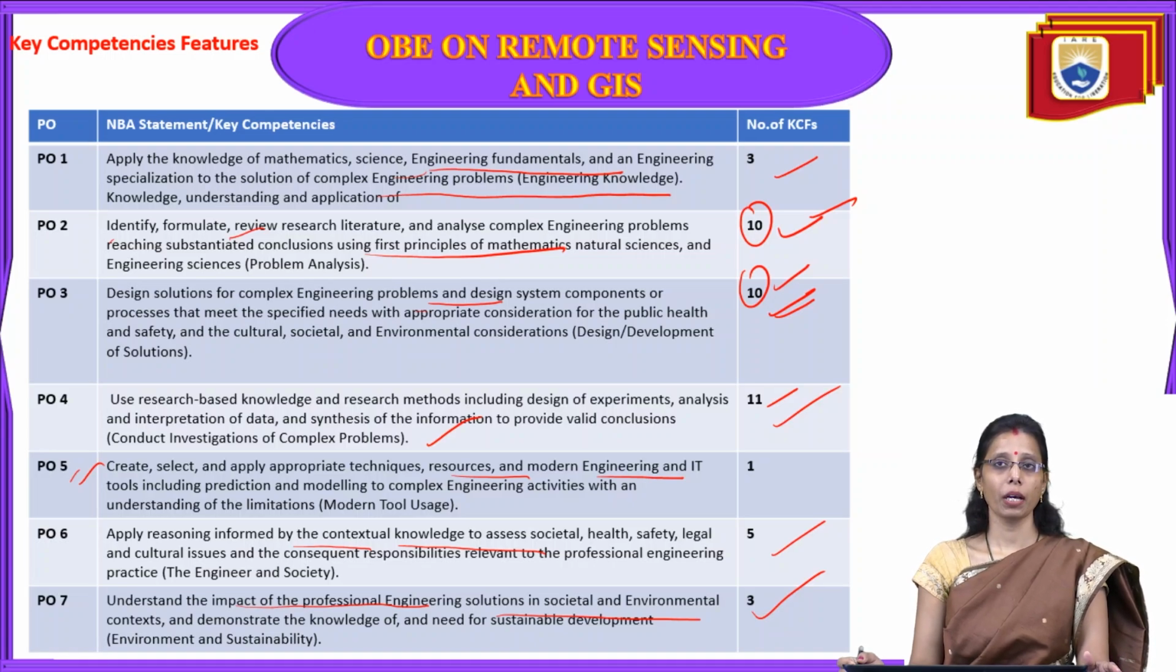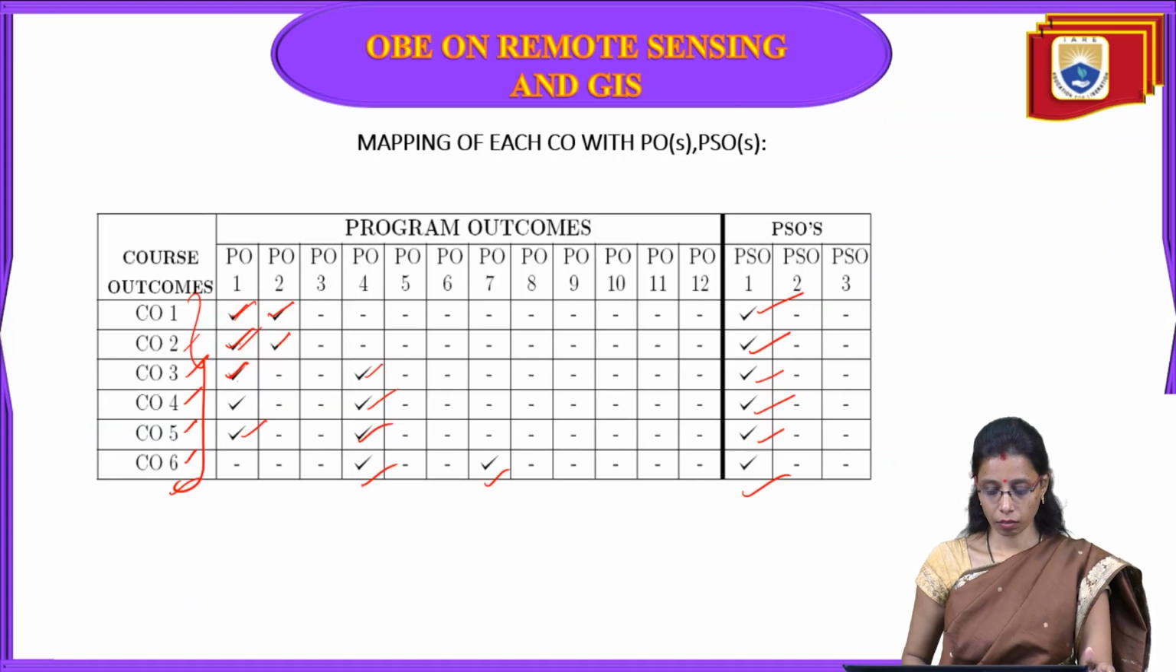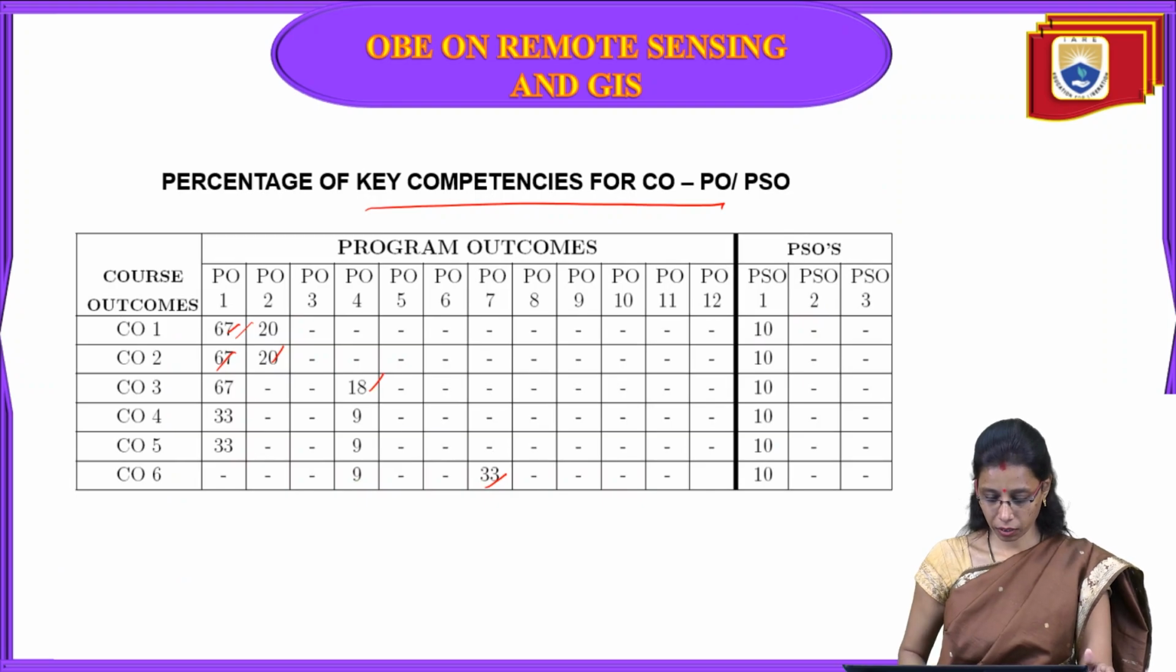Either it will map with 10 out of 10, maybe it will map with 9 competencies, maybe it will map with 5 competencies. Based on the course dependency, it will map with that particular course. Now here we have the percentage given.